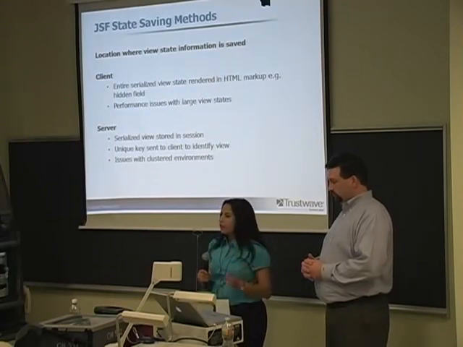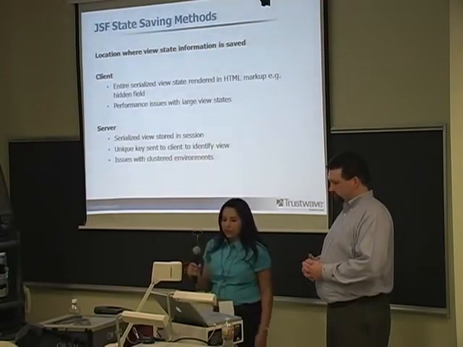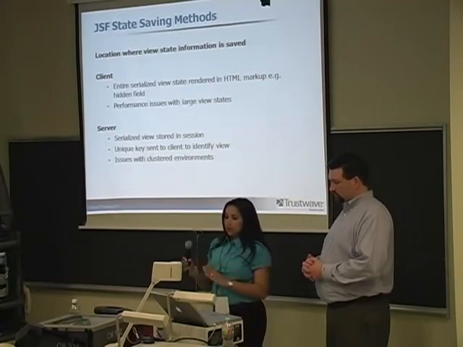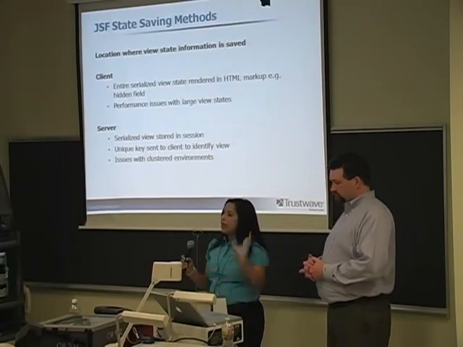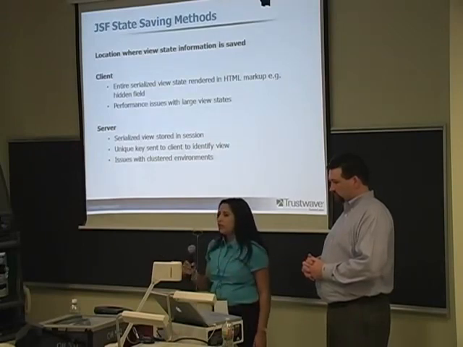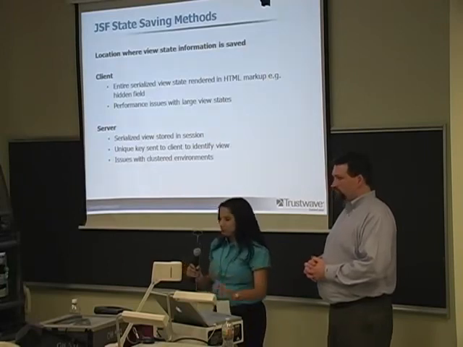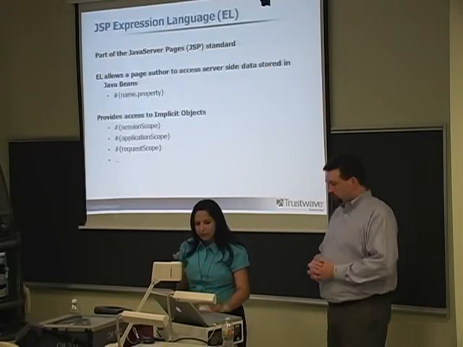There's issues with that. So, for example, if you have large view states, you can run into performance type issues, you know, if you're a developer, you're kind of familiar with that. It can also be saved on the server, where the serialized view is stored in the session and a corresponding ID sent to the client. And this too runs into issues if you have clustered environments, because you've got session migration and so on. So that too can run into issues. But the view state can be saved in either location. It can be saved on the client or the server.